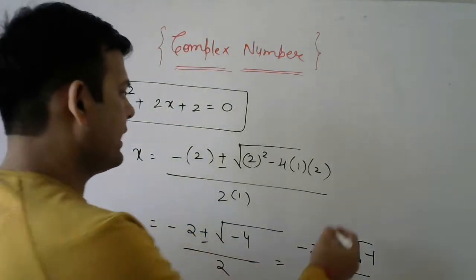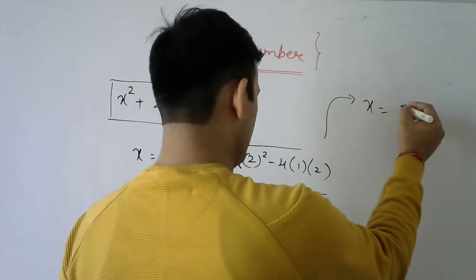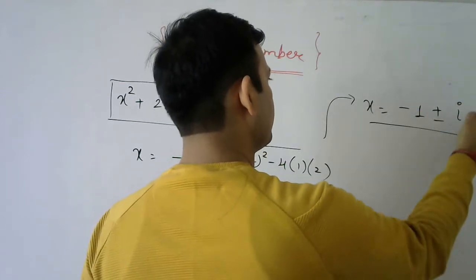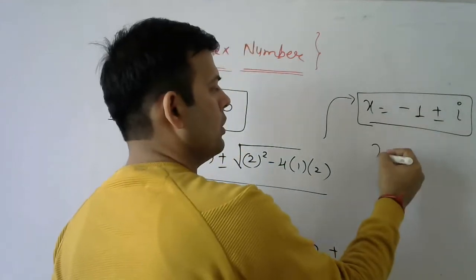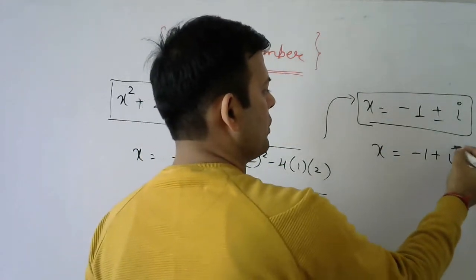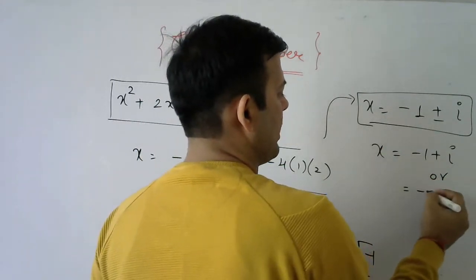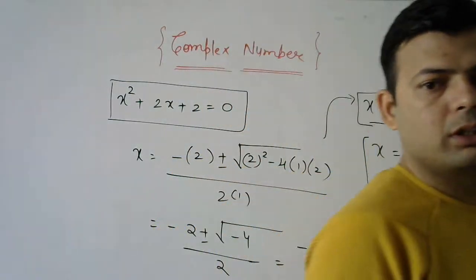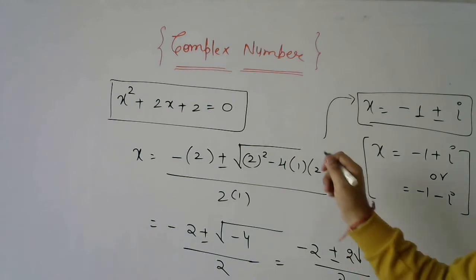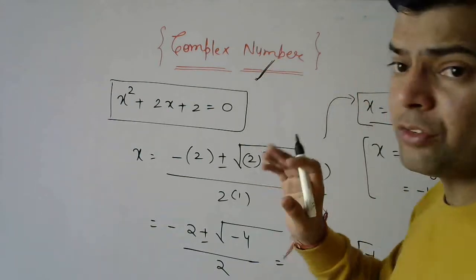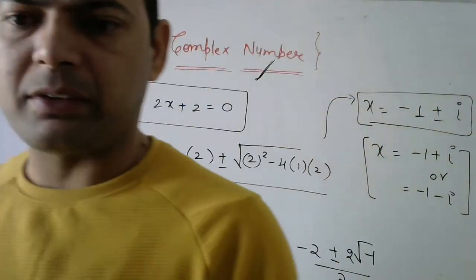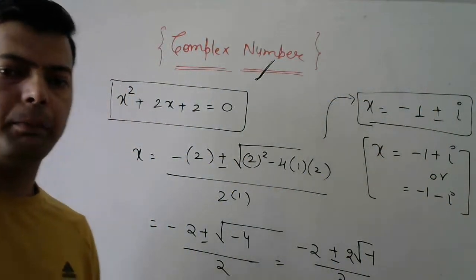So what do I get? I get x is equal to minus 1 plus or minus iota. So I get two roots: x is equal to minus 1 plus iota or minus 1 minus iota. These roots are complex roots. So I define here the complex number. A complex number is not a number actually. It's a representation of a point in the Argand plane.